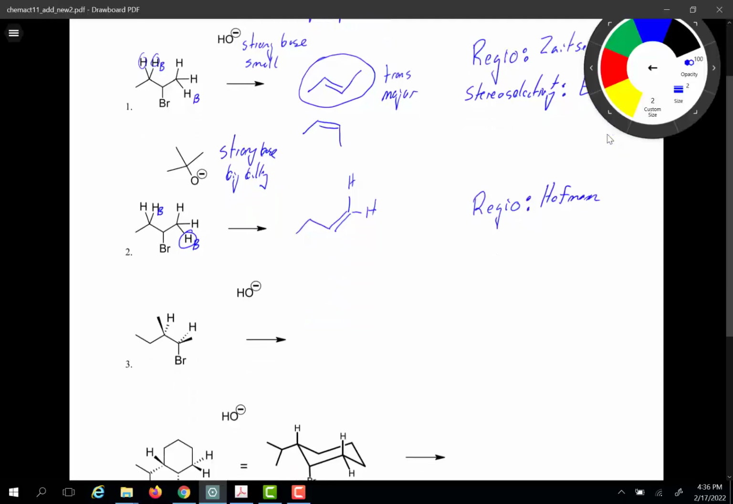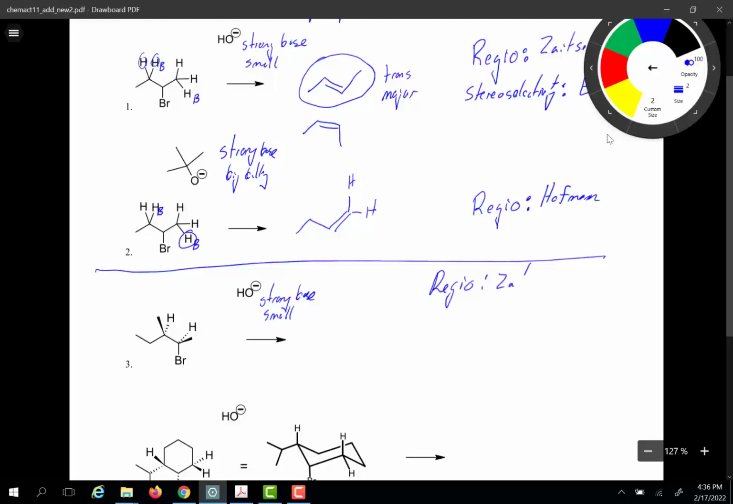In my next example, I'm trying to emphasize something else. So here you can see that once again I have a strong base that is small. This sets us up for the regiochemistry or regioselectivity of being Zaitsev. I know therefore that it will be this beta hydrogen that will be removed. It is important that that hydrogen adopt an antiperiplanar orientation. As such, only one particular stereoisomer will form.